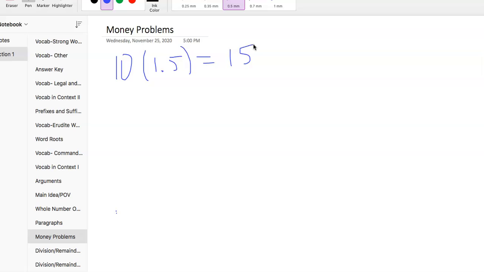Okay, so in this one, it says Jamal gets paid $15 an hour and time and a half for overtime. Last week he worked 45 hours. How much did he make? Let's get rid of this 10 since that was the wrong number. So let's go through this. He worked 45 hours, so the first 40 hours he's going to get paid 15 an hour.